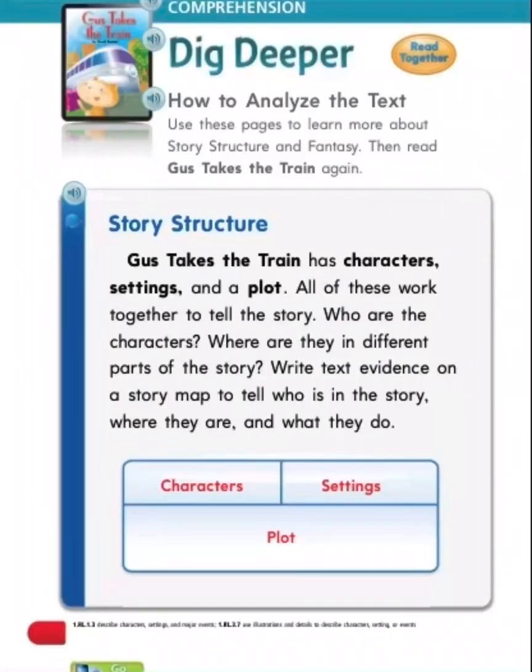Comprehension. Dig deeper. How to analyze the text. Use these pages to learn more about story structure and fantasy. Then read Gus Takes the Train again. Story structure. Gus Takes the Train has characters, settings, and a plot. All of these work together to tell the story. Who are the characters? Where are they in different parts of the story? Write the text evidence on a story map to tell who is in the story, where they are, and what they do.